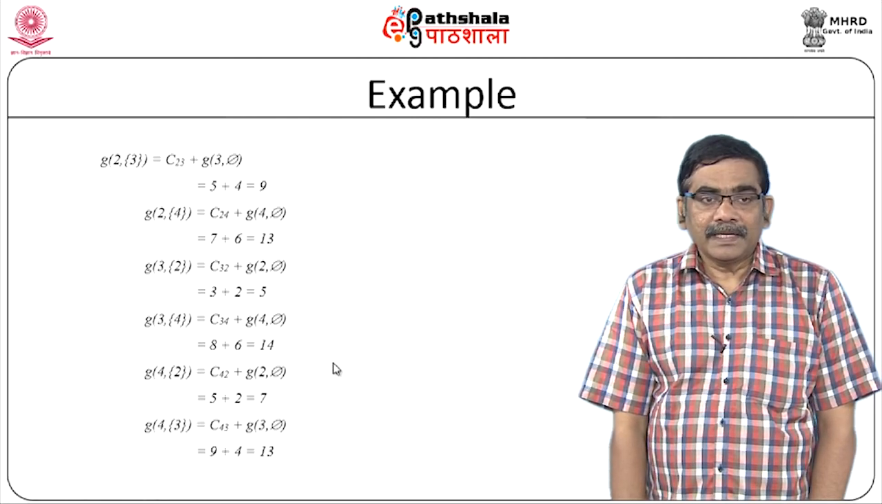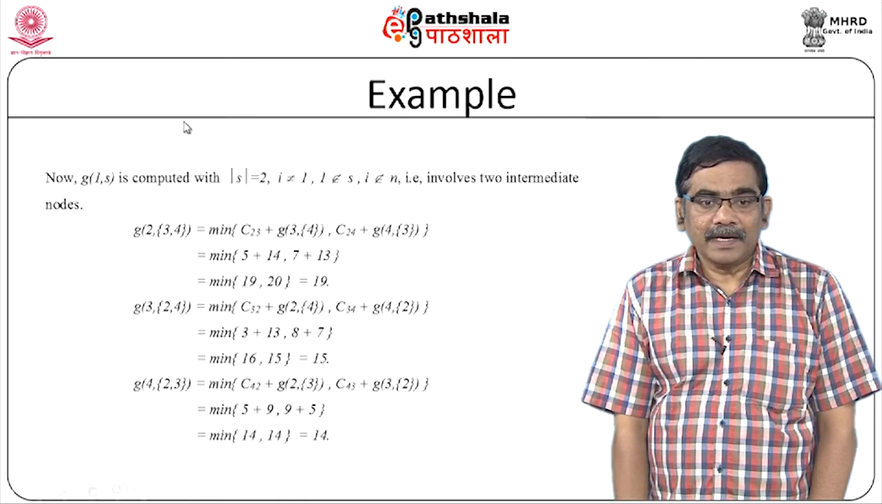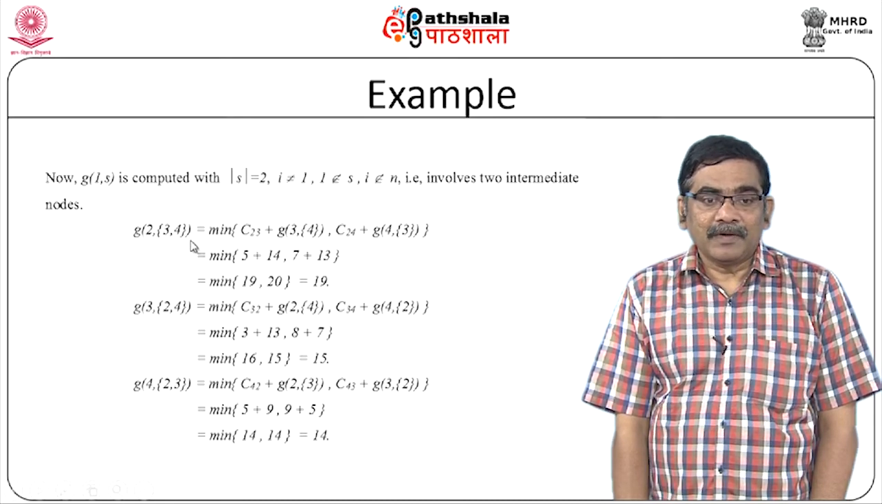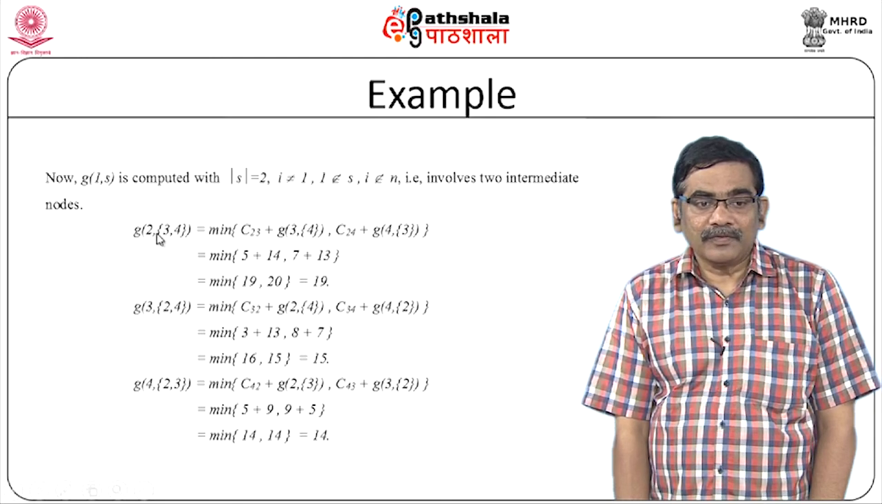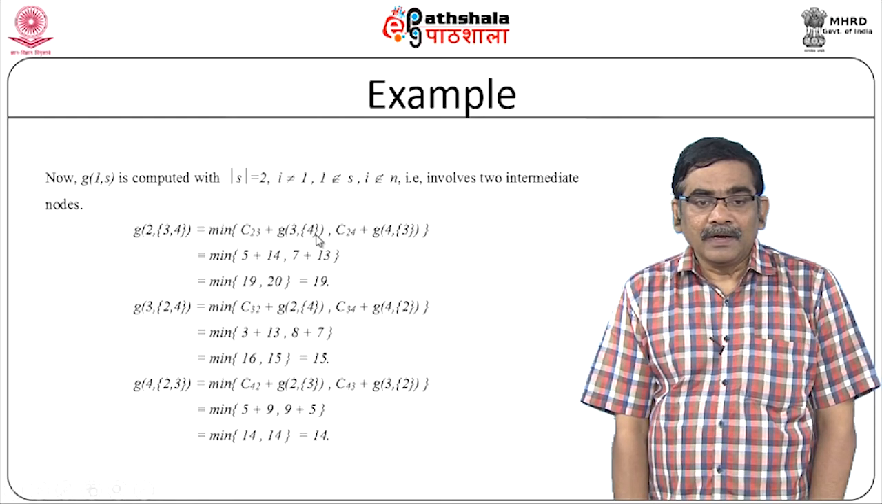Now, we have to increment s. That means now we have to increase the size of the set. So, now I consider the possibility of starting from 2 and going via 3, 4. Just to see carefully what is happening, g(2,{3,4}) is nothing but the cost of going from 2 to 3 and the cost of starting from 3 and going via 4.